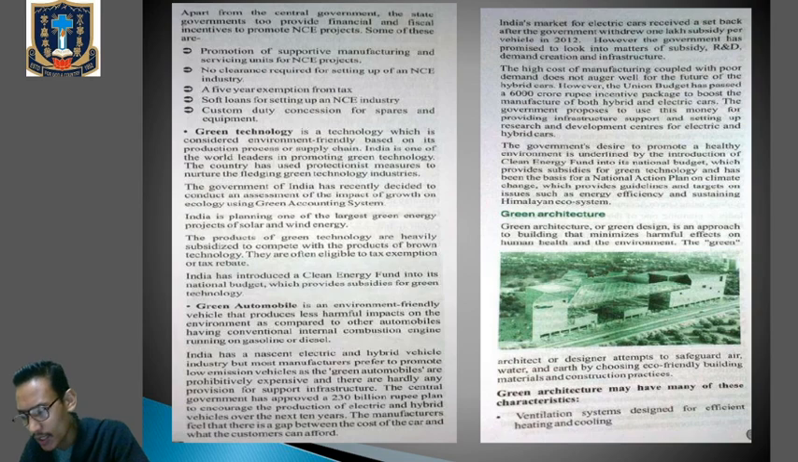So the government of India is trying to promote and develop the use of these non-conventional energies from different types of technologies. Why? In order to control the emission of harmful pollutants from point and non-point sources, and in order to control pollution.